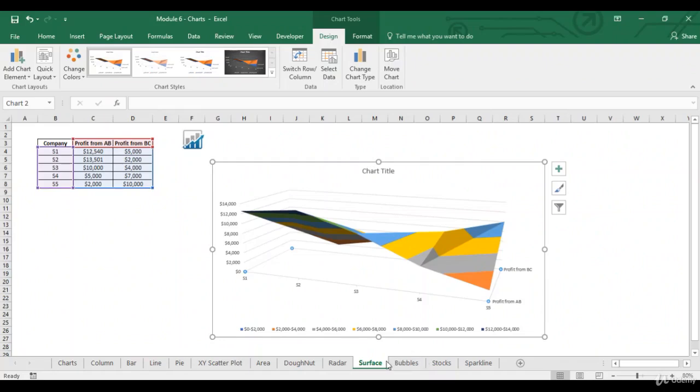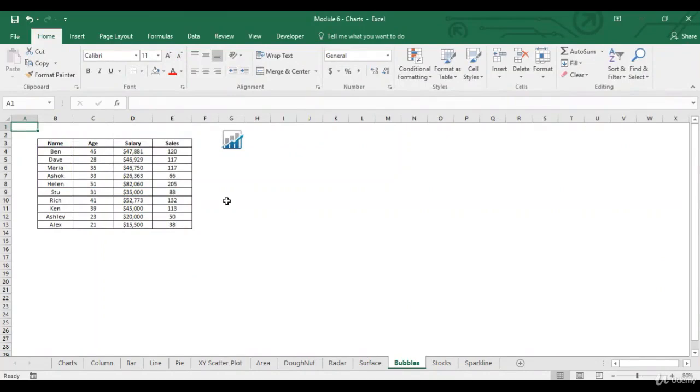Then we have the bubbles. Now, this is again similar to a scatter plot, but a scatter plot looks at two variables only, whereas a bubble chart looks at three. And the third variable defines the size of the bubble. So over here, I've got age, salary, and sales. And if we want to see a correlation between the three variables, we can clearly see with this particular graph. Let's see how it works.